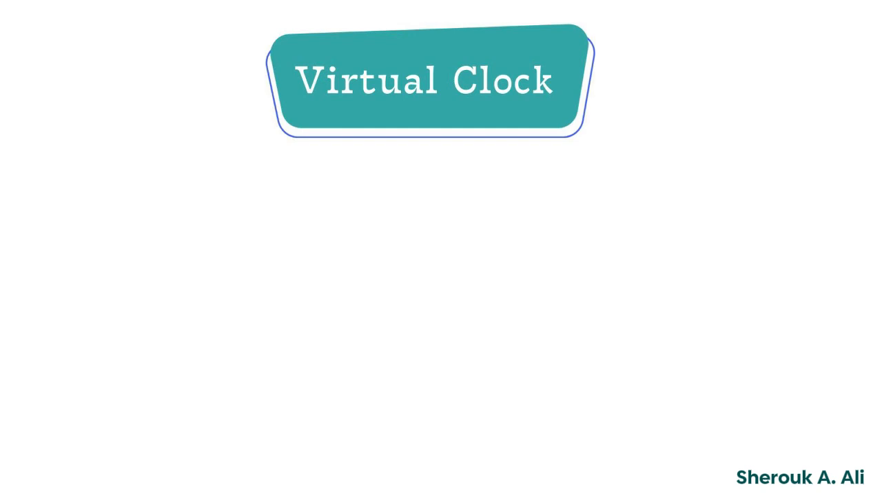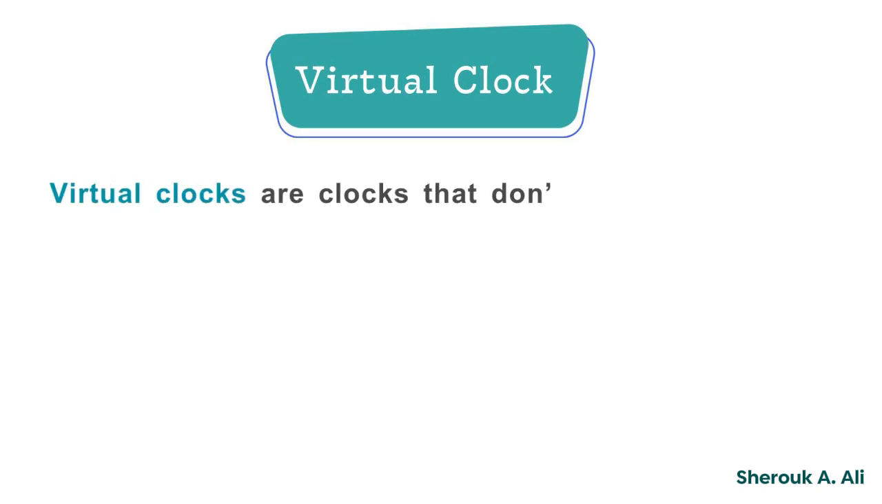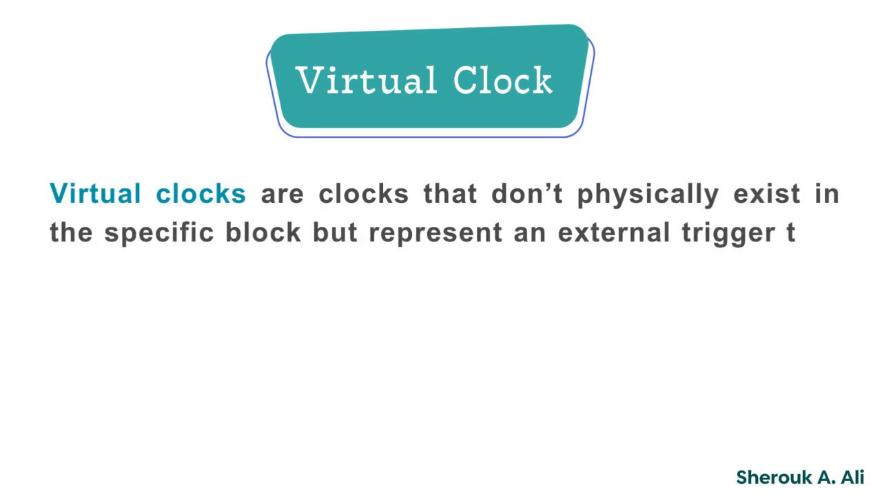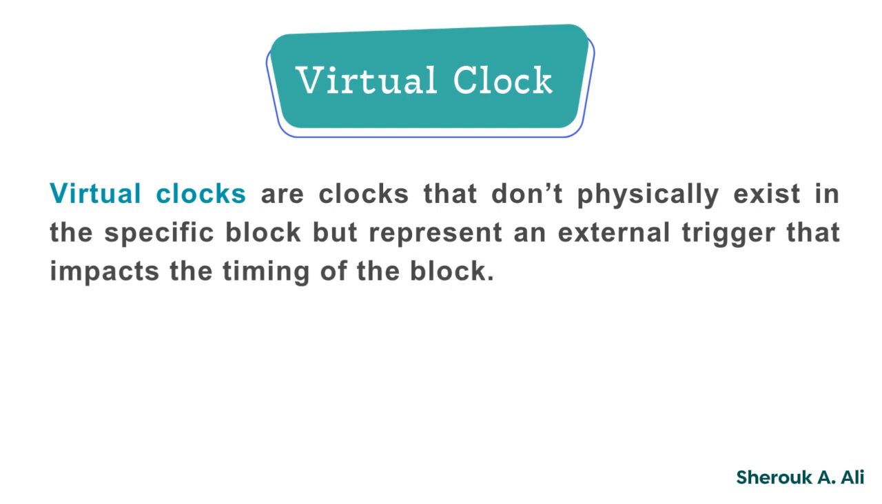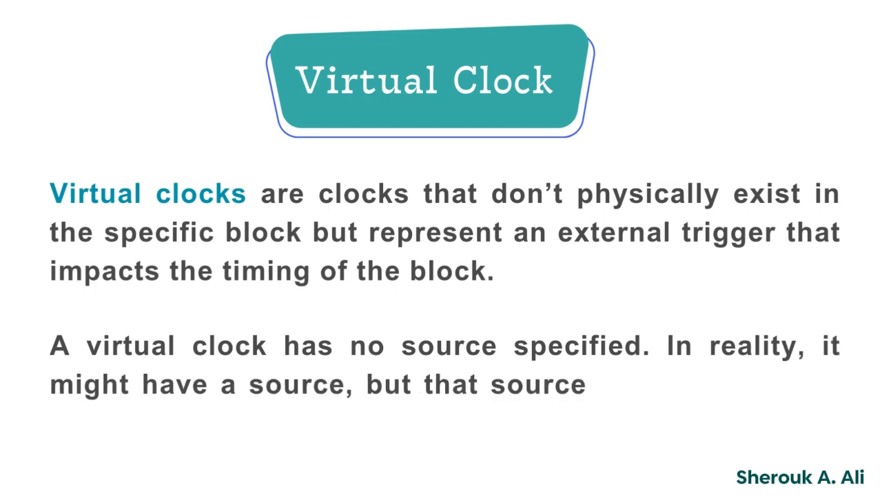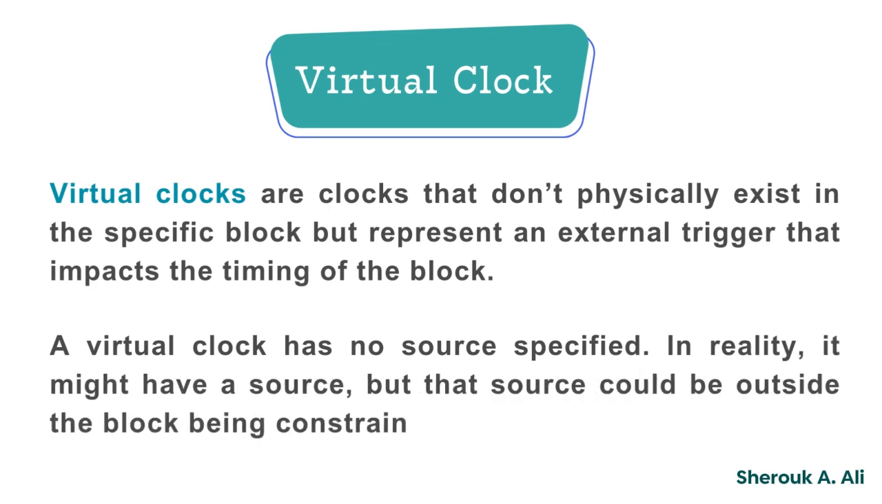Let's define a type of clock signal known as the virtual clock. Virtual clocks are clocks that don't physically exist in the specific block, but represent an external trigger that impacts the timing of the block. A virtual clock has no source specified. In reality, it might have a source, but that source could be outside the block being constrained.